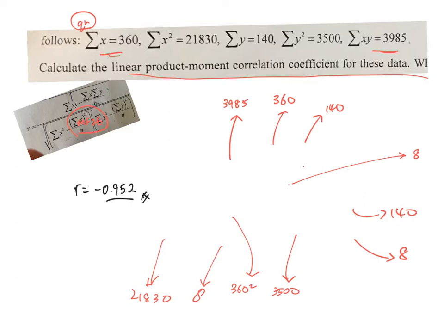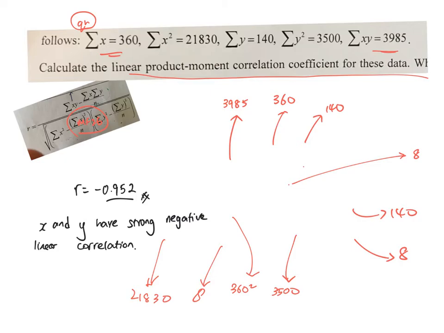The next question is about the relationship between x and y. Since the absolute value is rather close to 1, it does suggest that between x and y there is a strong negative correlation, because r is negative and close to 1. It has a strong negative linear correlation.